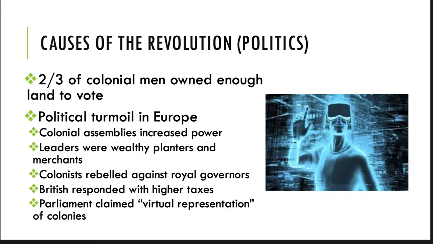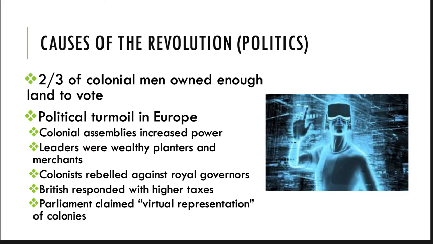Now, that representation, the colonists know that they should have representation. They know that they should have representation because 2/3 of colonial men owned enough land that they could vote, and they should be able to vote when it comes to English rules. So there was a standard set, and 2/3 of the colonists met that standard to be able to vote in England, but they weren't being able to do so.